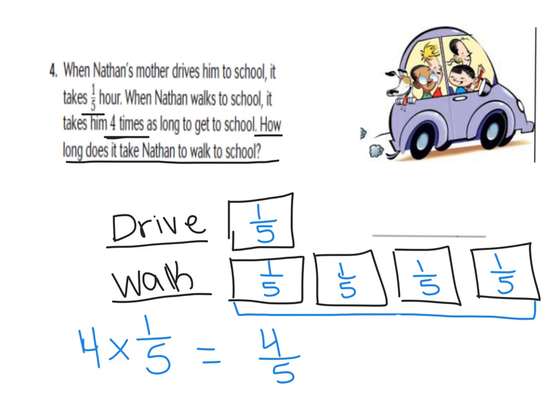4 times 1 gives me 4, and your denominator stays the same, which is 4/5. Now, this is just a regular fraction. It doesn't need to be simplified or changed to a mixed number. So it takes Nathan 4/5 hour to walk to school, and that is the final answer. I hope you guys got that one right. Give yourselves a happy face.